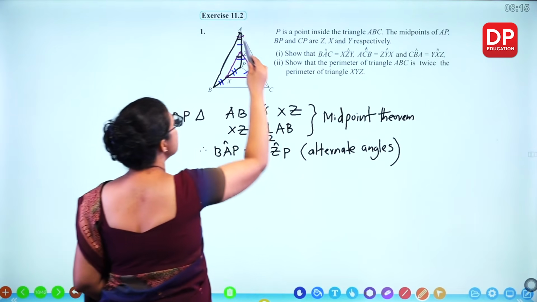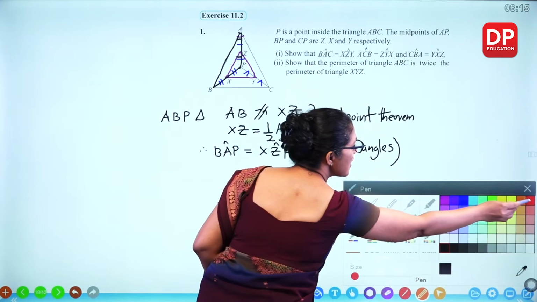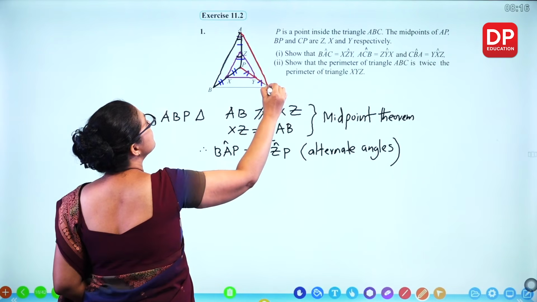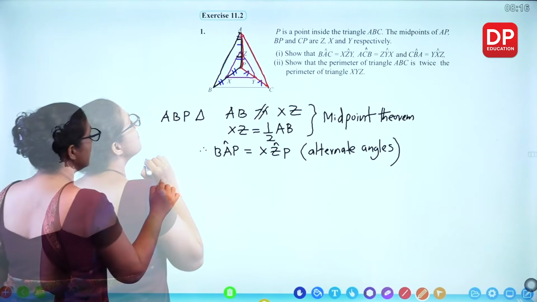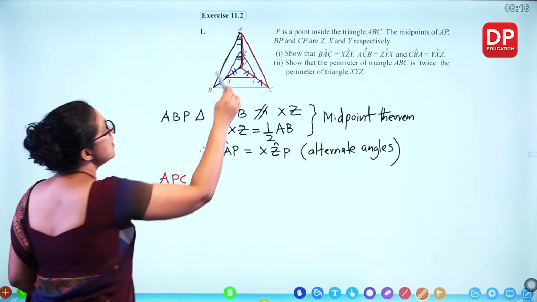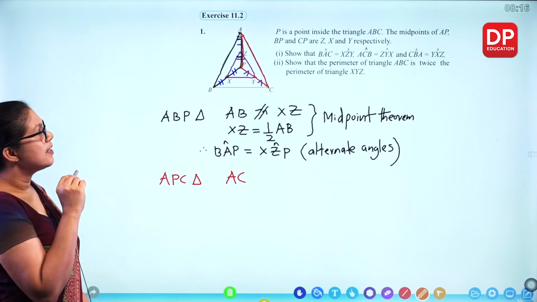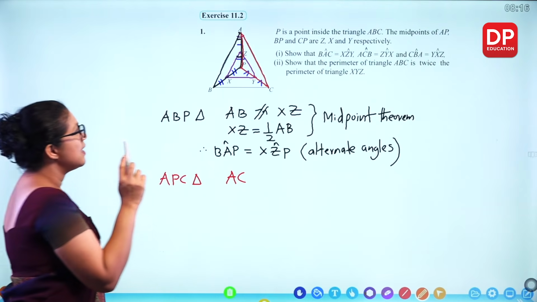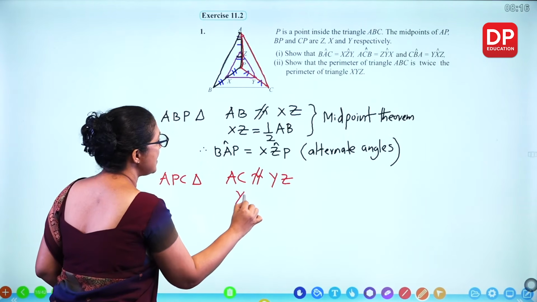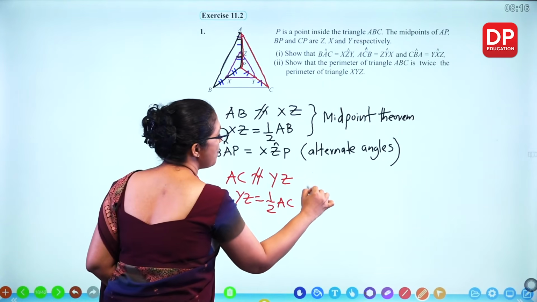Now we'll take the other side of the triangle, this triangle. I'll take another color, I'll take red one. This one, triangle APC. What can I say about AC and YZ? AC is parallel to YZ as well as YZ is half of AC according to the midpoint theorem.